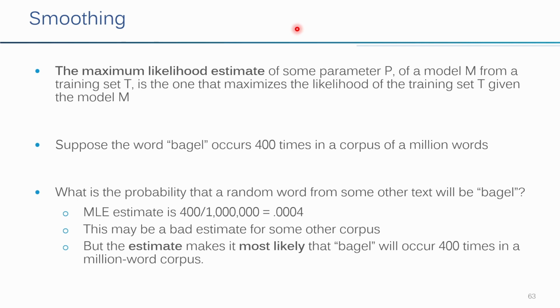For example, let's say we have a specific corpus of 1,000,000 words, and the word bagel occurs 400 times. If we calculate the maximum likelihood estimate here, we'll have that the probability of this happening is 0.004. Depending on where you apply this in your language model, it might be a really bad estimate, simply because the word never occurs there.